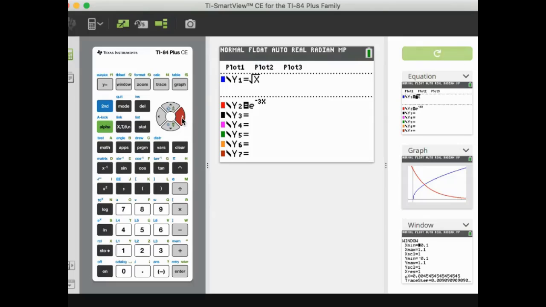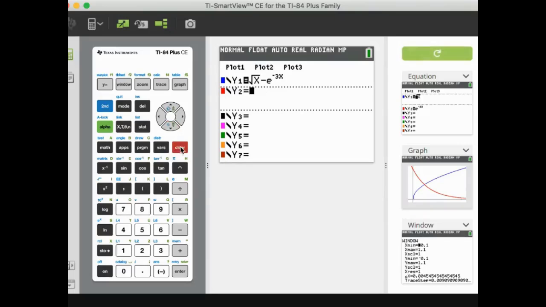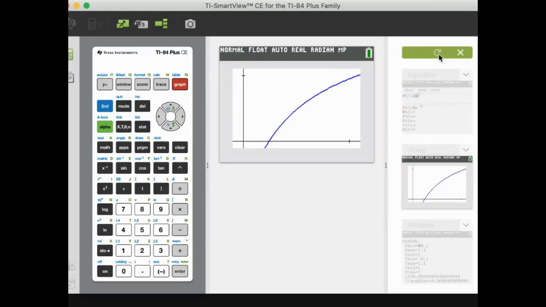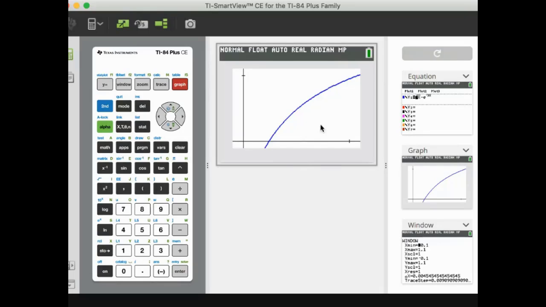So I'm going to say here, radical x, and I can simplify this just by subtracting them. So I'm going to say minus e to the negative 3x power. I'm going to go ahead and clear this one out, so I don't need that one anymore. The window doesn't change. The only thing that changes is now my graph. So my graph is going to be a single graph. What does this graph represent? This graph represents the area between those two curves.